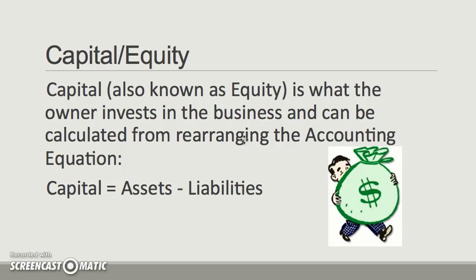The last thing on the accounting equation is the capital, also known as equity. This is what the owner invests in the business. This is what the owner's put in to start the business off, plus anything that he or she has put in afterwards. And in fact, we can calculate what this is using the accounting equation in a slightly rearranged form. The original version was assets equals capital plus liabilities, but we can rearrange that to find the capital. In other words, the capital is the assets minus the liabilities. It's the difference between the things we own, the assets, and the things we owe, the liabilities.